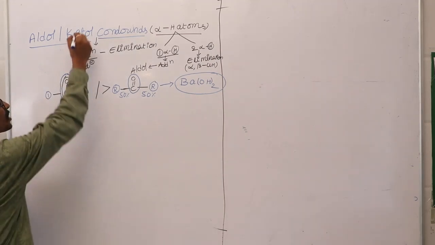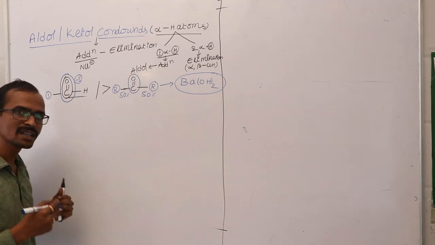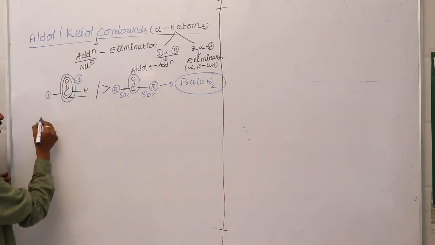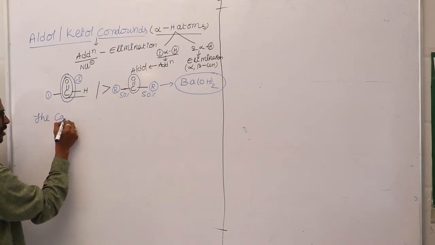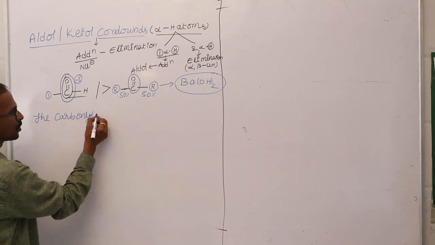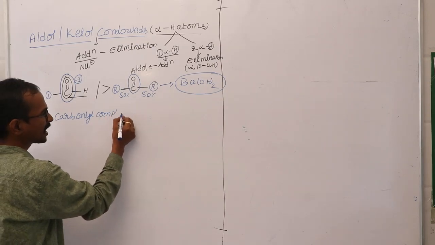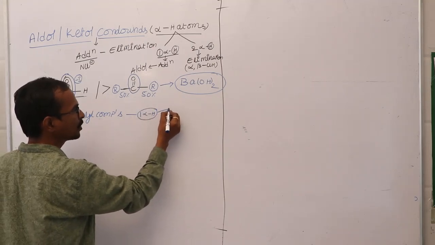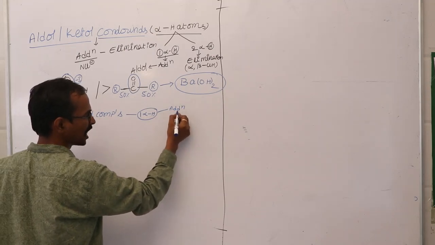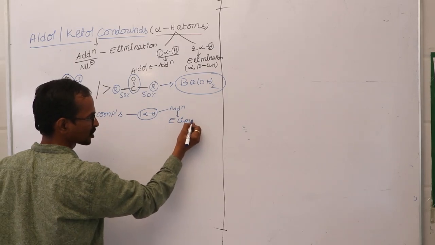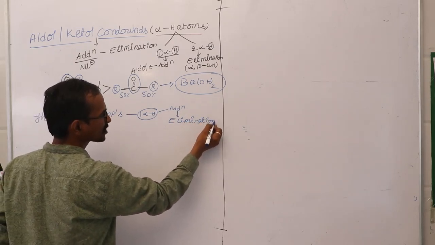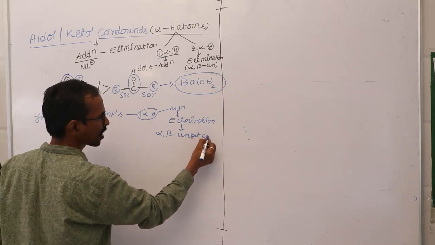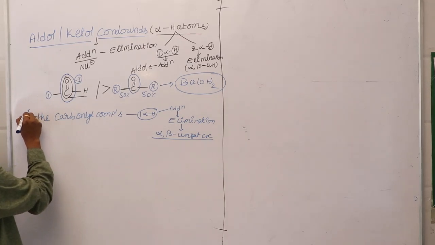What does it mean by aldol condensation? What is the definition, what is the example, and what is the detailed mechanism for this aldol condensation? In aldol condensation or ketol condensation, the carbonyl compounds, which may be either aldehydes or ketones, having at least one alpha hydrogen atom undergo an addition elimination reaction, addition followed by elimination, to form an alpha beta unsaturated carbonyl compound.